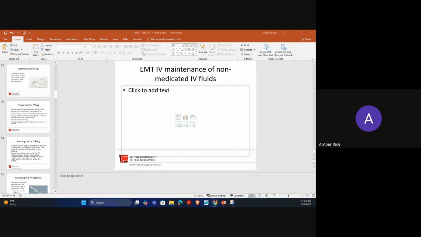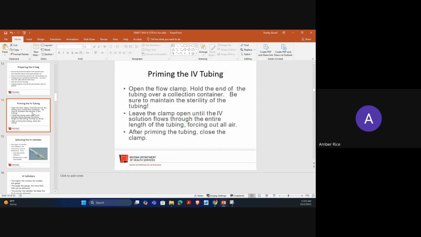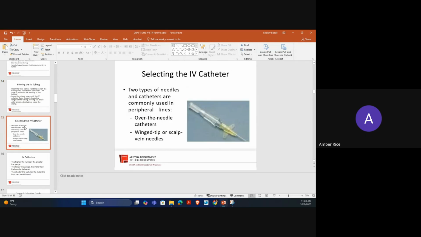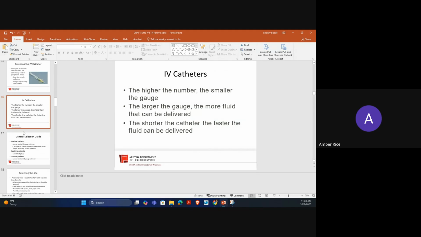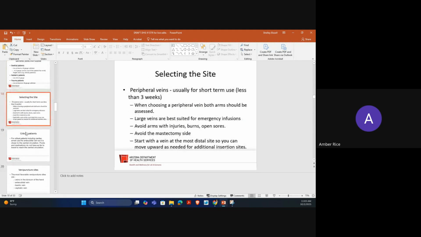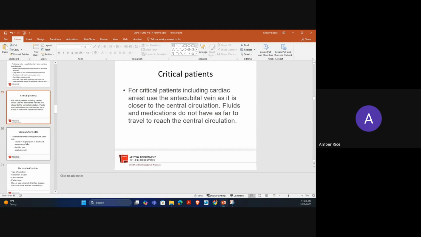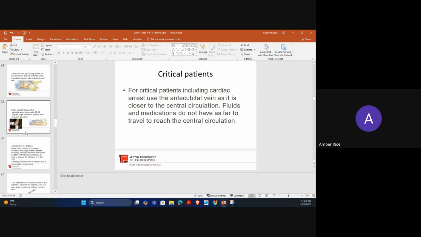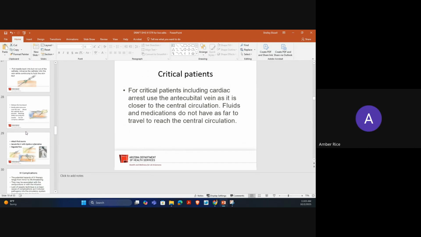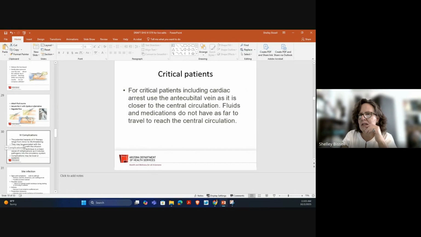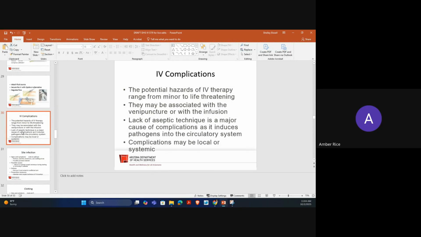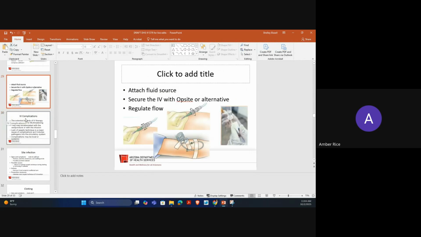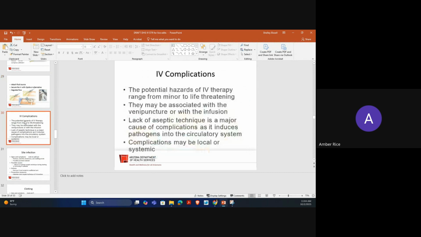So priming, so start right there, Shelley, like 13, 14. Keep going down now. Keep going. No, I think it's way down, sorry. Before complications. Yeah, maybe. What do you guys think? Do we want it here, or do we want it down lower, the maintenance of fluids section?